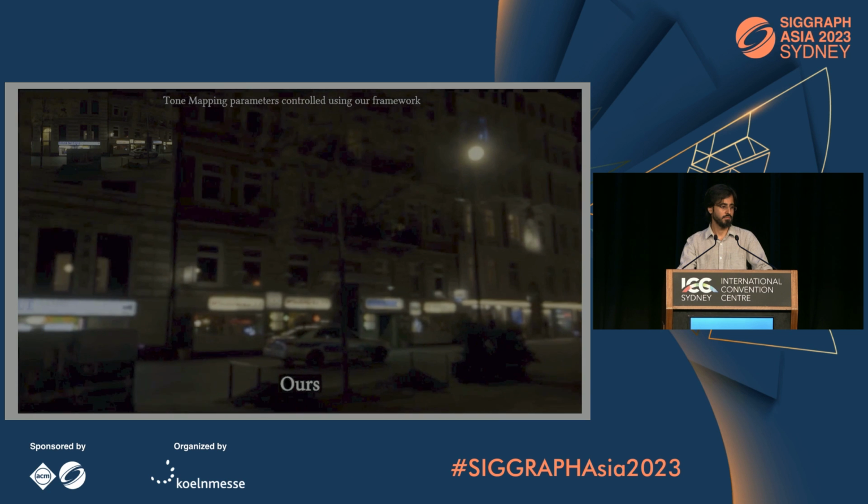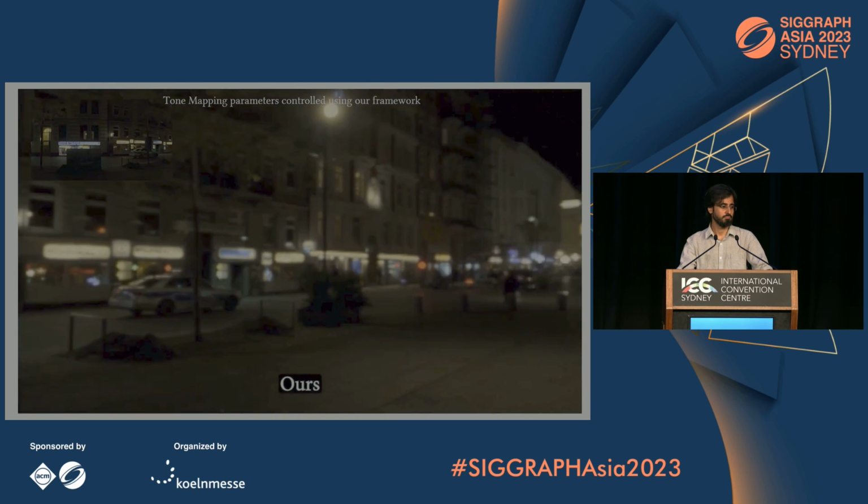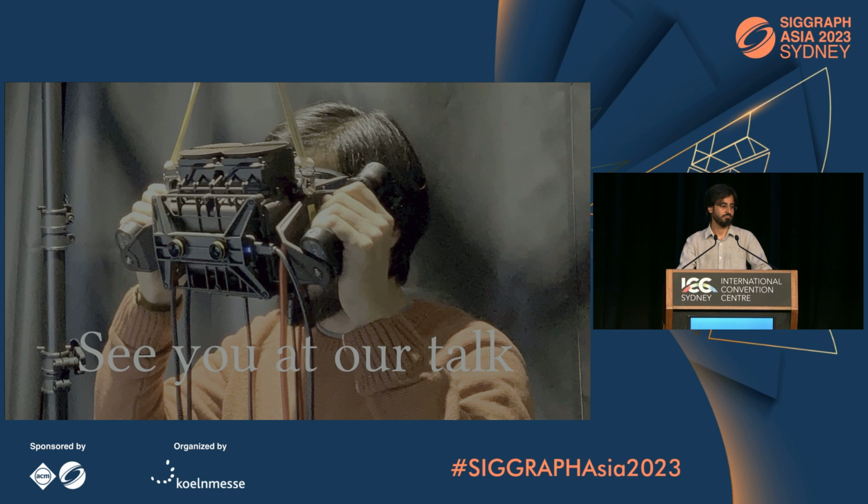Our perceptually adaptive tone mapping framework automatically selects a curve that optimally represents the content for the target display, running in under 1 millisecond on a Quest 2 headset. If you want to know more, see you at our talk.